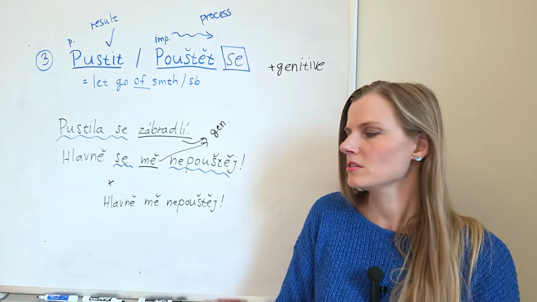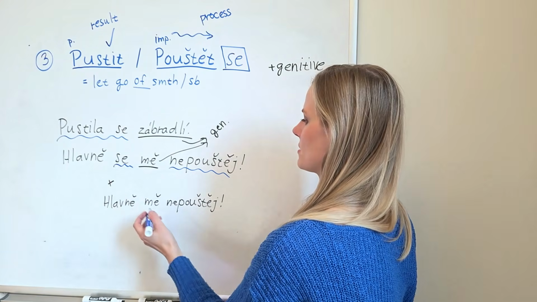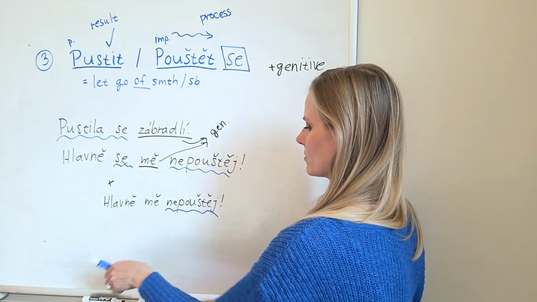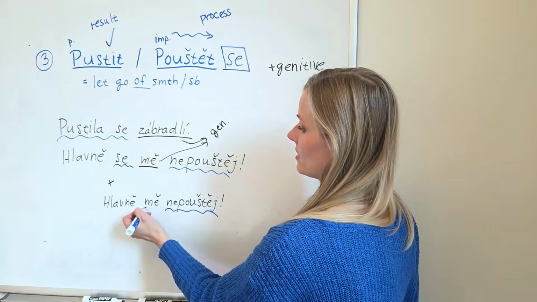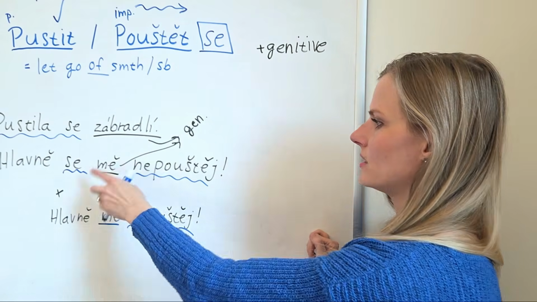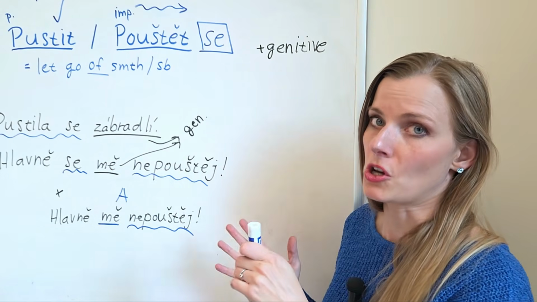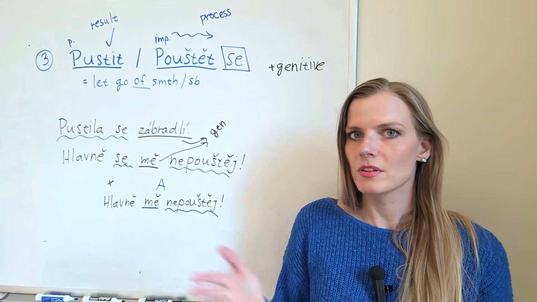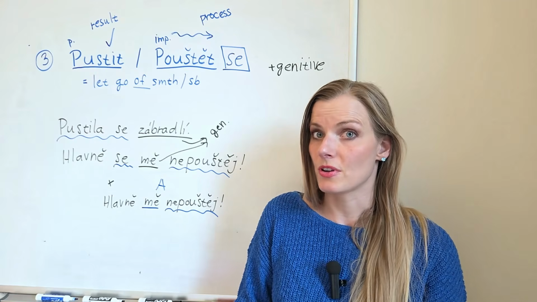It's very similar. What is different is that we don't have the se here. And this, although it is not visible, is actually in the accusative case. Nepouštěj koho co? Nepouštěj se koho čeho. And it means something very similar, just a different grammatical structure.